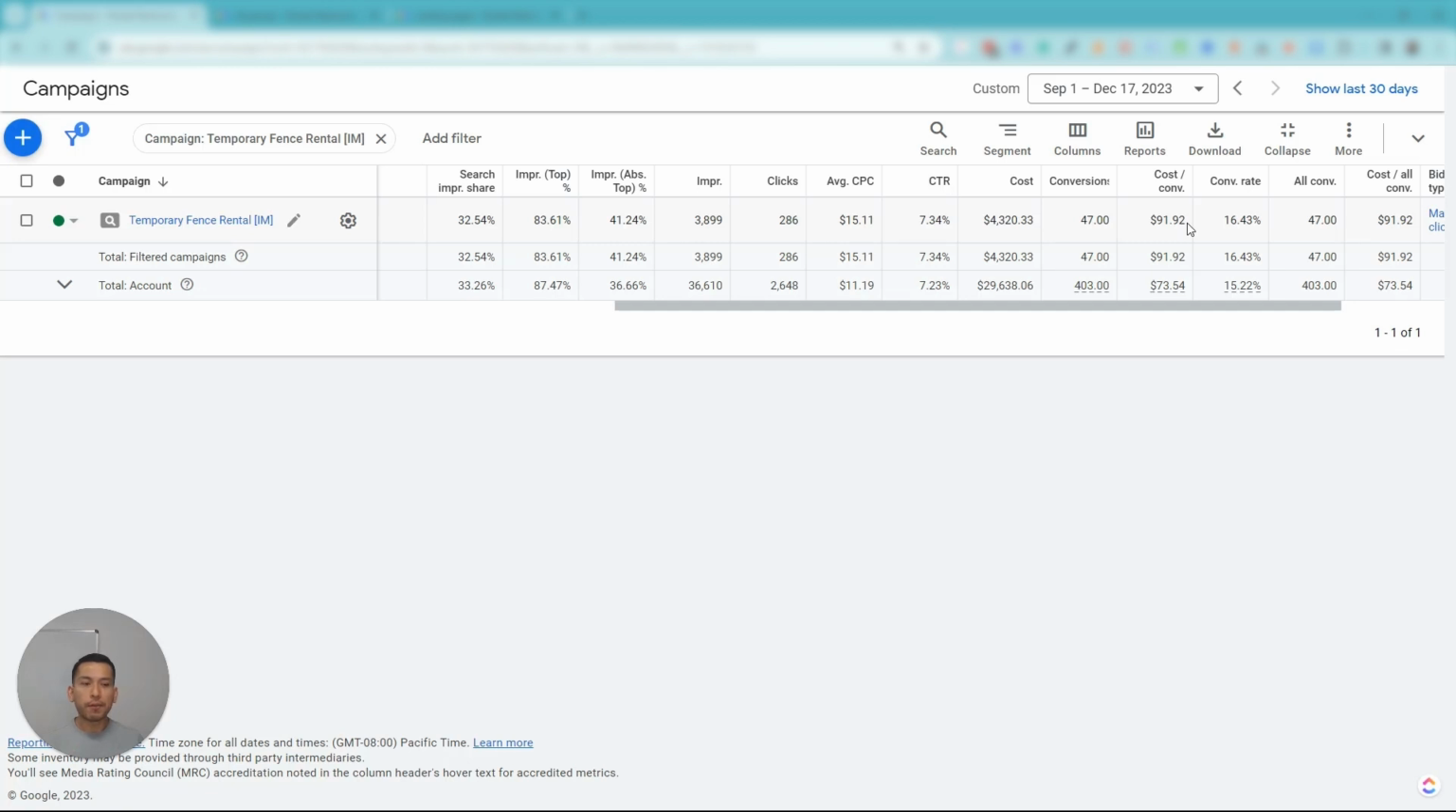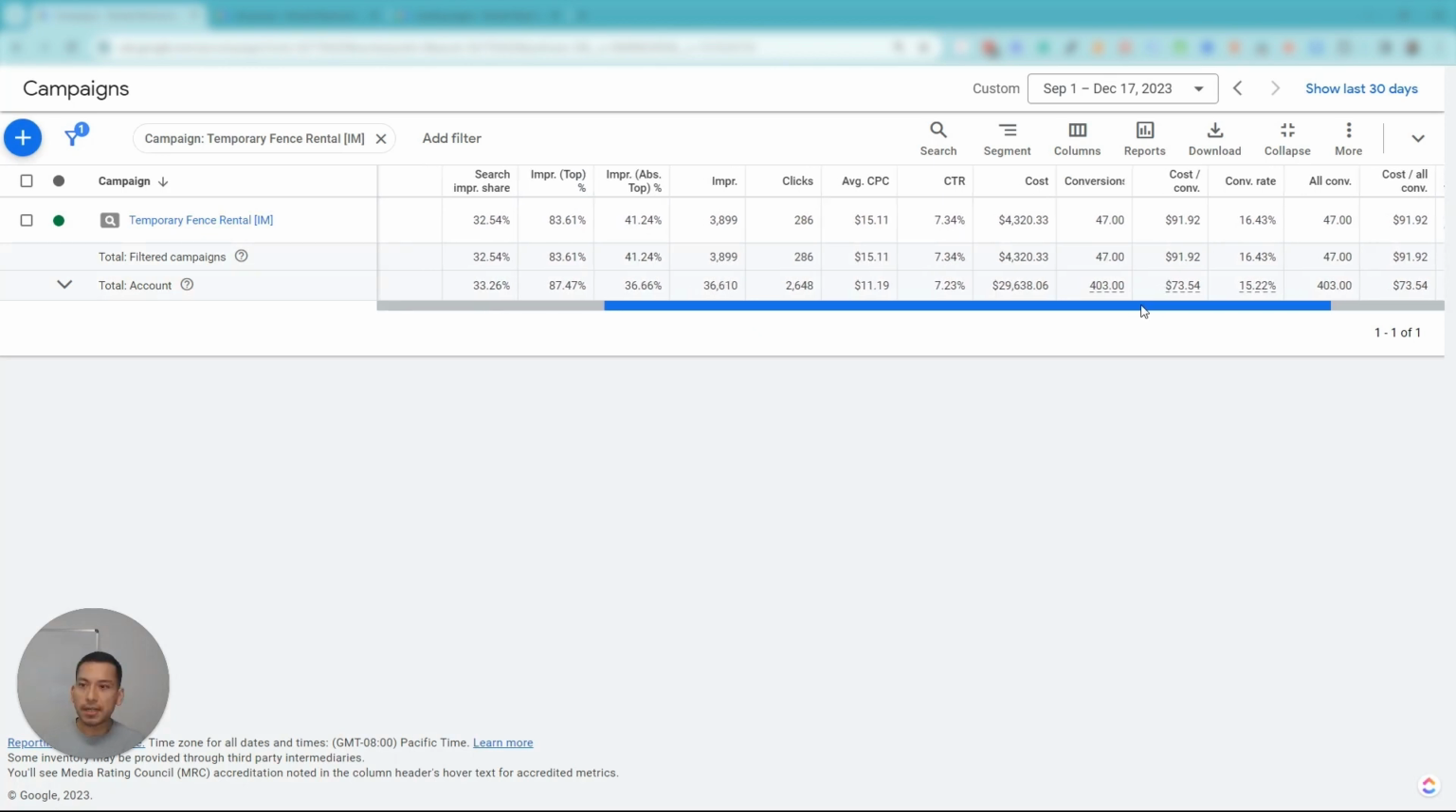So we got a glimpse of a very good month right there in October. So that's what we're envisioning moving forward after the holiday when it gets a little bit warmer. I know we're in California, but it still gets cold.